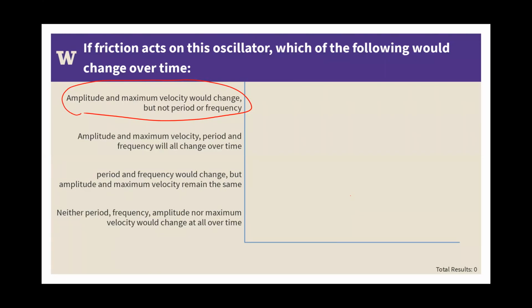Okay, we had one more problem I forgot about. This is really just the same as a previous problem, just asked again. Friction acting on an oscillator is conceptually identical to what I did before, where I tapped on the pendulum bob that was swinging. So I mess up the energy, meaning that I change the amplitude and the maximum velocity, but not period or frequency. So that's just kind of a duplicate.